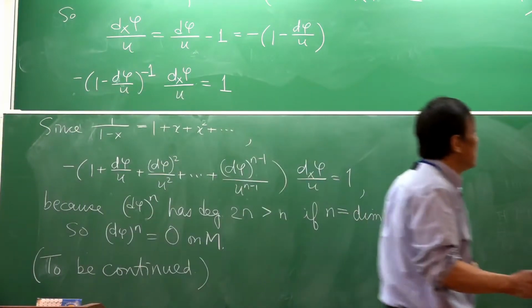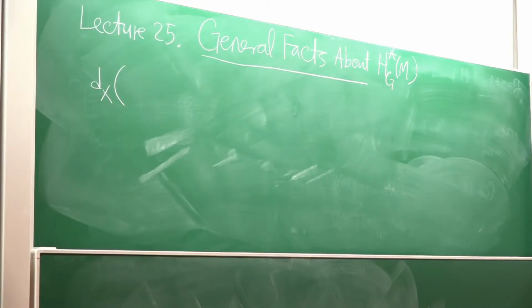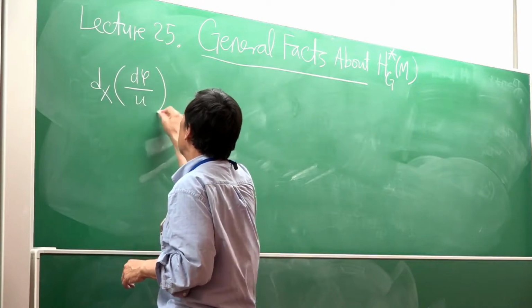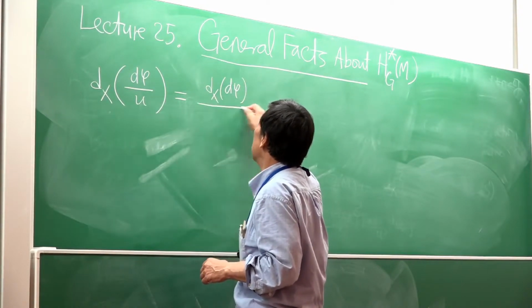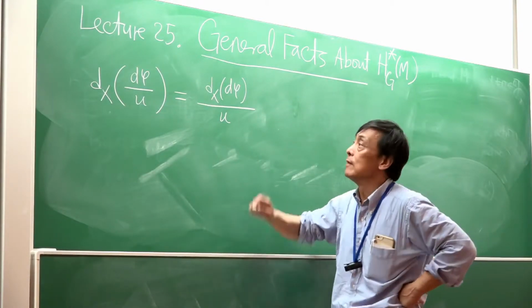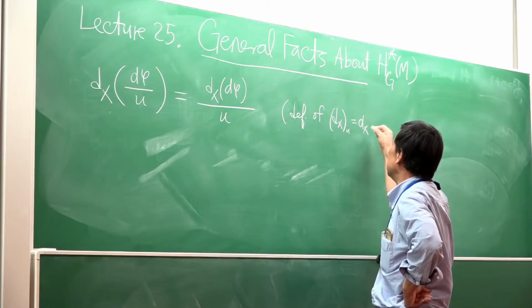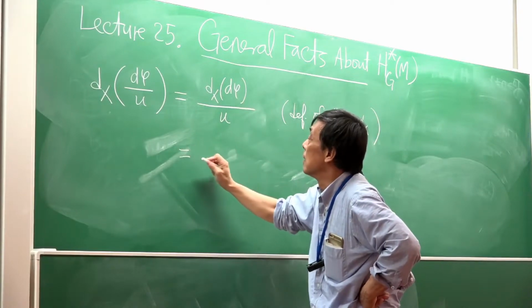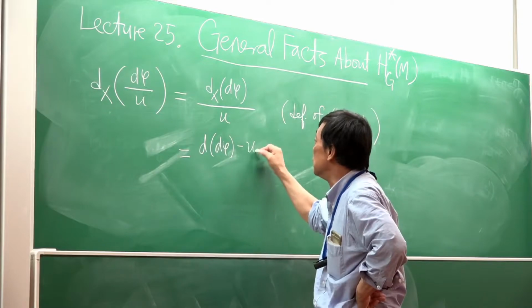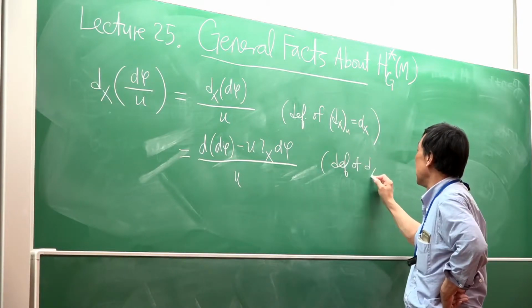So let's see, let's compute dx of this term, d phi over u. Okay. Now, by definition, you just compute dx of d phi and put it over u. Okay, so that's the definition of dx u, which now I write as dx. It's just the notation, right? And then dx of d phi, okay, that's d of d phi minus u ix d phi. Okay? So that's the definition of dx.